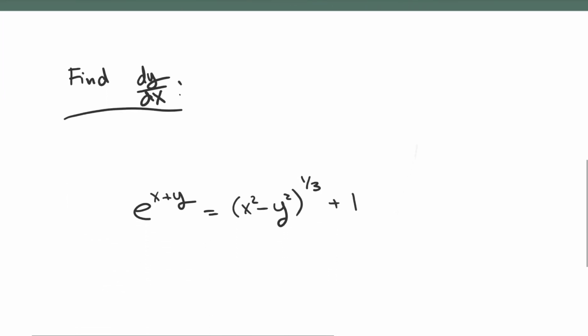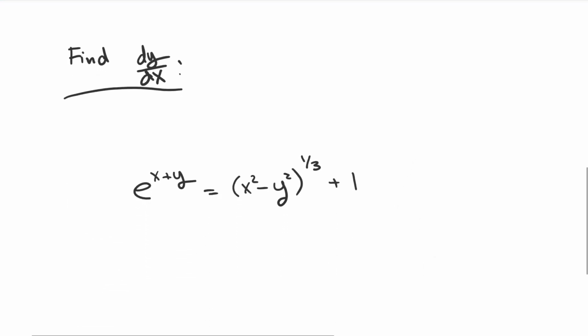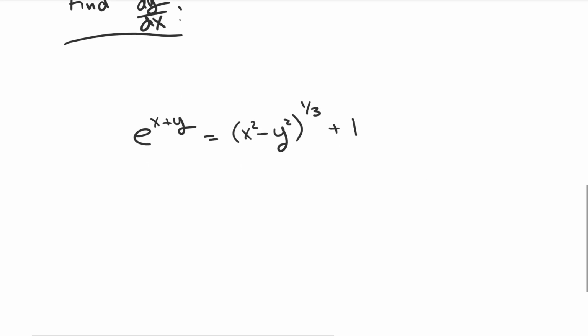We're going to find the derivative of e to the x plus y set equal to x squared minus y squared raised to the 1/3 power plus 1. We want to find the derivative of y with respect to x. You're not going to solve for y explicitly, so we're going to do this the implicit method.